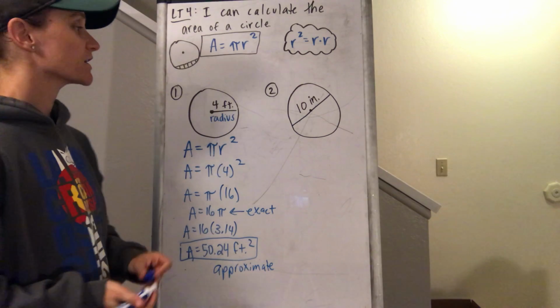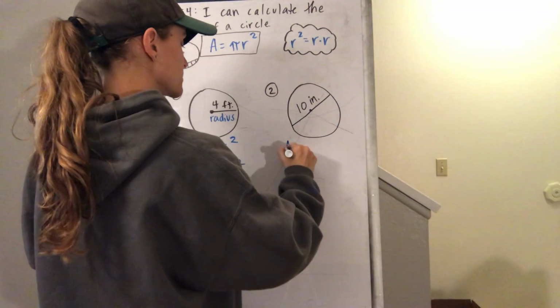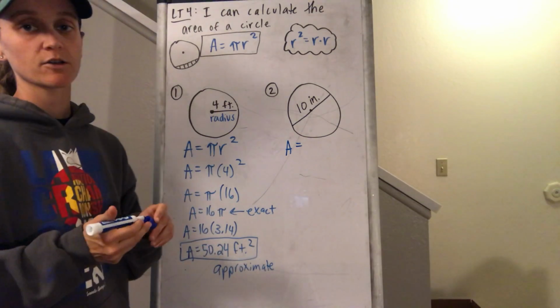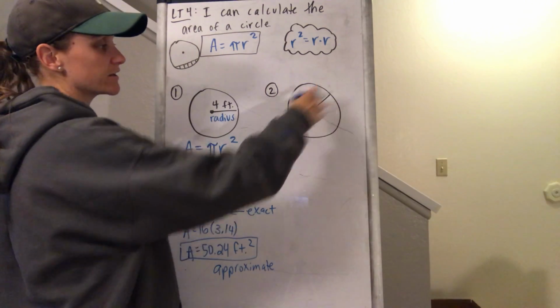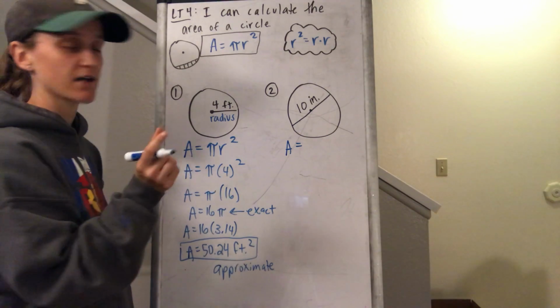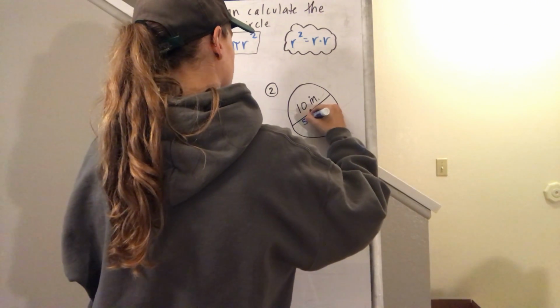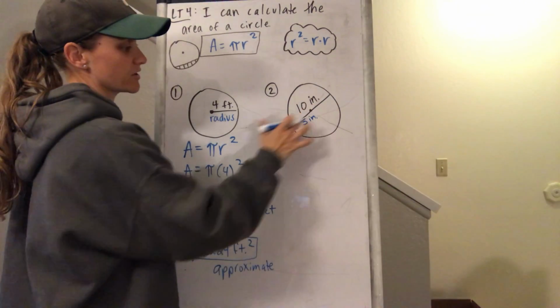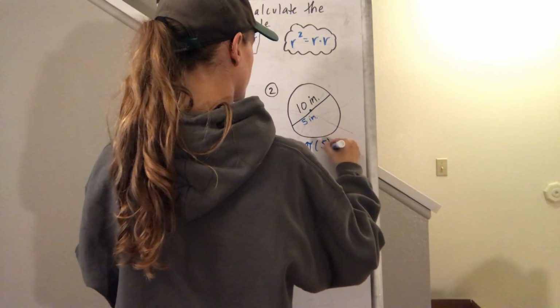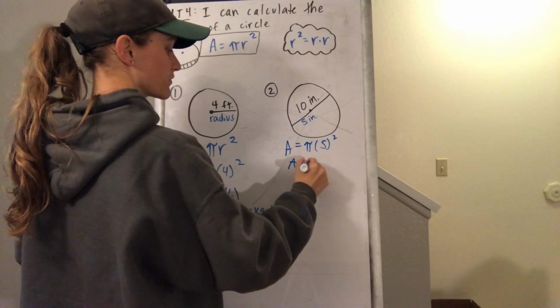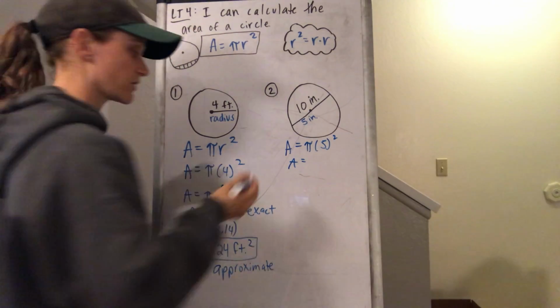Okay, so for our second circle, the difference on this one is that they gave us a diameter, but for area you have to use the radius. So if my diameter is 10 on this one, I know my radius has to be half of that. So my radius has to be 5 inches because that's from here to here. Okay, so same thing as over here, pi times 5 squared. And remember 5 squared is 5 times 5, which is 25.